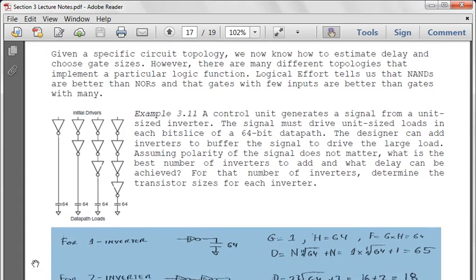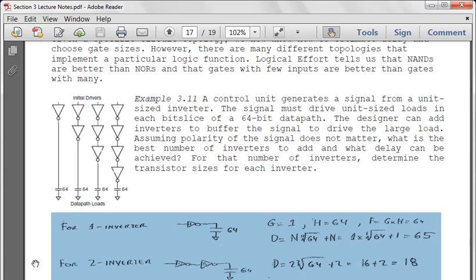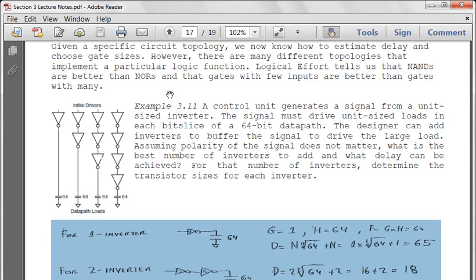So here, we're going to work an example where we're going to compare one inverter stage, 2 stages of inverters, 3 inverter stages, and 4 inverter stages. In this example, a control unit generates a signal from a unit-sized inverter. The signal must drive unit-sized loads in each bit slice of a 64-bit data path. The designer can add inverters to buffer the signal to drive the large load.